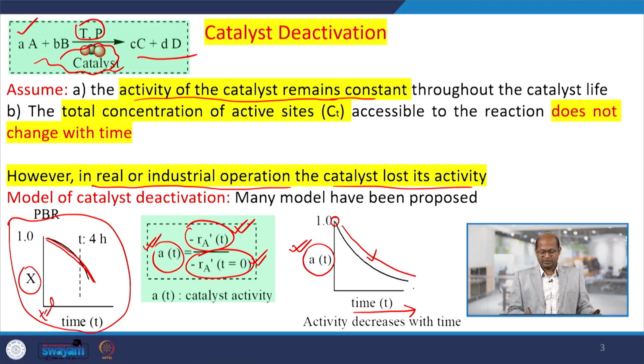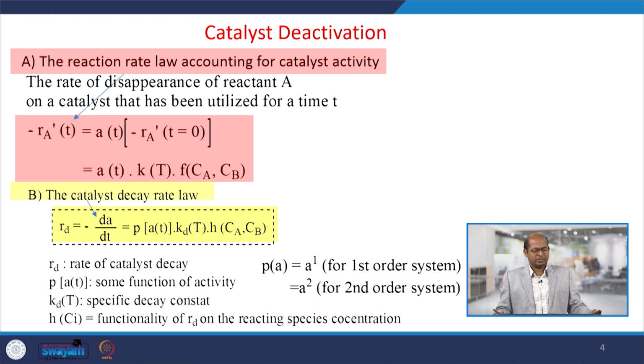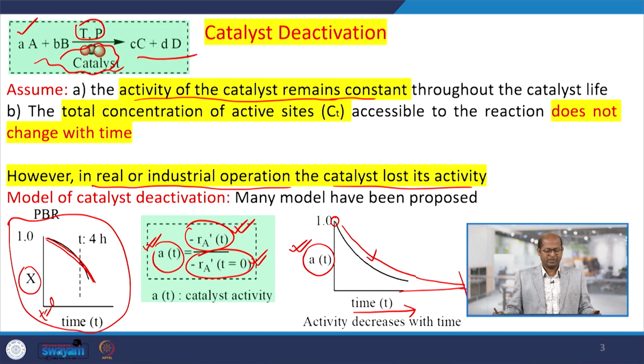So, at any time after a certain period, if we operate the reactor for a very long time, then the activity would be 0. The catalyst deactivates completely and does not take part in the reaction. Then again we have to change the catalyst and replace it with new catalyst in the reactor. So, here is the reaction activity and the reaction rate law that we have written.